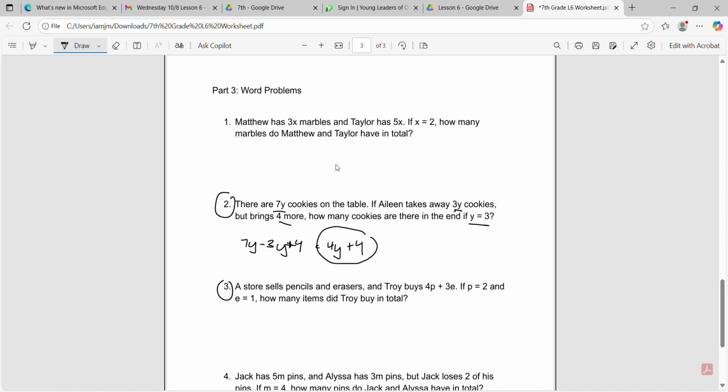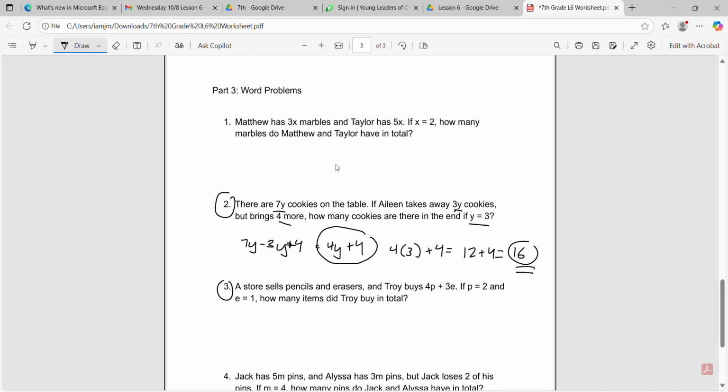Now that we got our final equation, we can substitute the 3 inside. So we'll get 4 times 3 plus 4, which is 12 plus 4, which is 16. She had 16 cookies at the end.